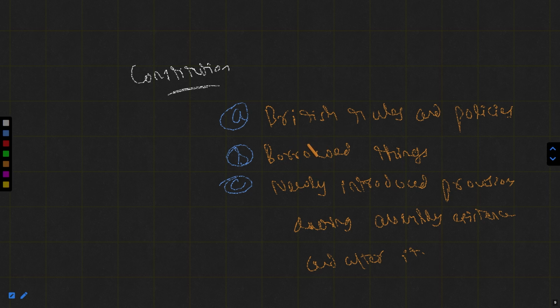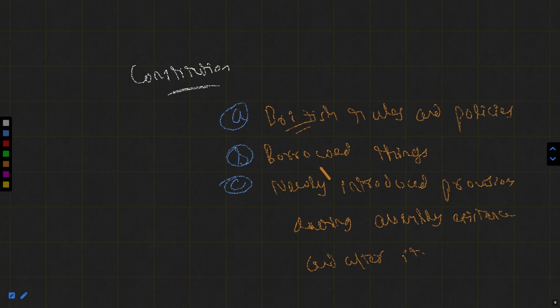First is the British rules and policies. All right, we know that the Britishers were ruling India. India was their colony. During their course of rule in India, they made several rules and policies in order to govern the Indian subcontinent. When we started making the Constitution, some of their rules and policies we have taken as it is. That's why British rules and policies have great significance in the Indian Constitution.